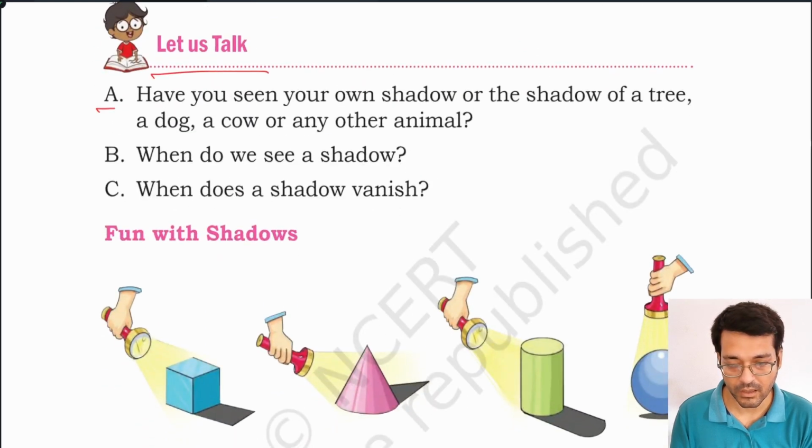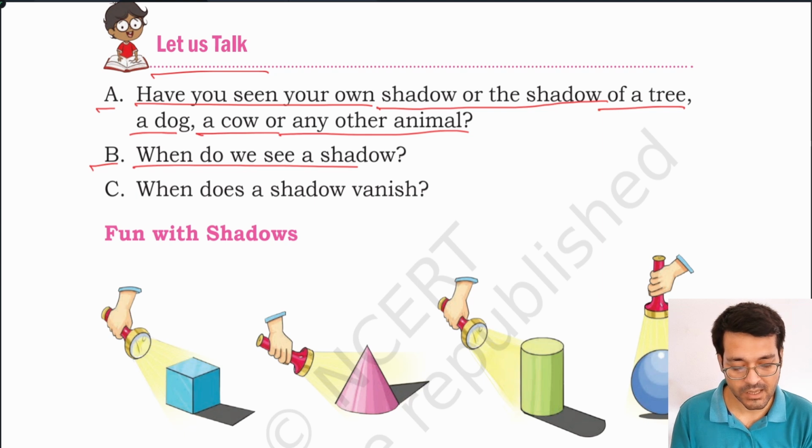Let us talk. A. Have you seen your own shadow or the shadow of a tree, a dog, a cow, or any other animal? You can write yes. B. When do we see a shadow?